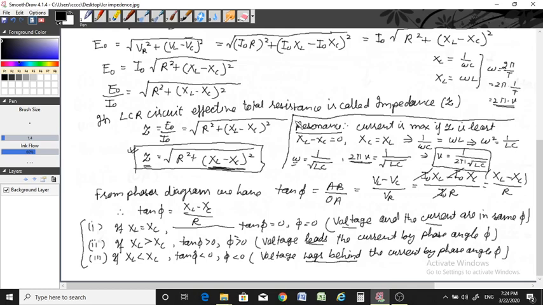And in resonance, the current is maximum if Z, the impedance, is least. If impedance is least, this term will be equal to 0. From here, these two terms are equal, and we put the values of XC and XL. After simplification, we get the resonance frequency mu equal to 1 upon 2 pi under root LC.